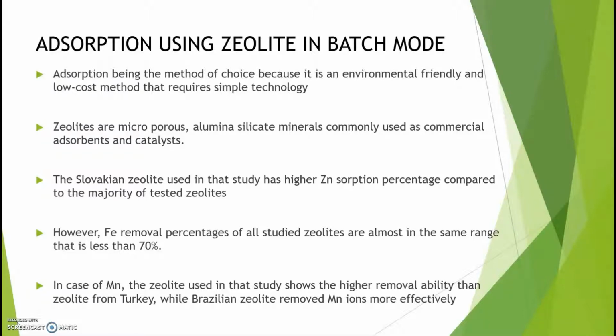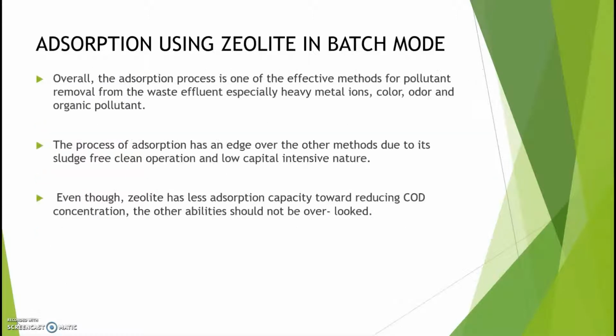The Slovakian zeolite used in that study has a higher zinc absorption percentage compared to the majority of tested zeolites before this. However, ferrum removal percentage of all studied zeolites is almost in the same range, that is less than 70%. In the case of mangan ion, the zeolite used in that study shows higher removal ability than the zeolite from Turkey, while Brazilian zeolite removes mangan ions more effectively.